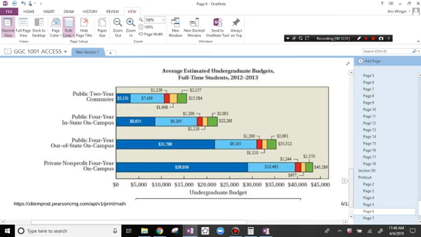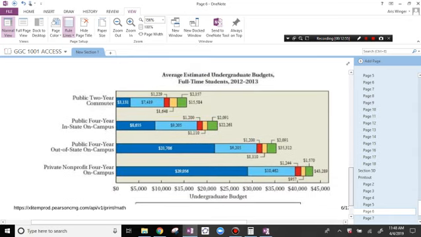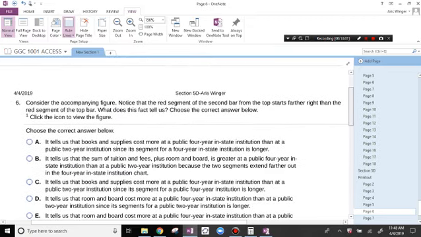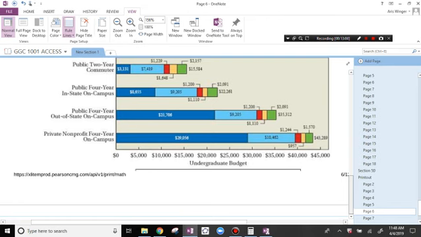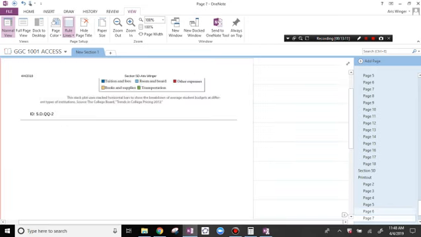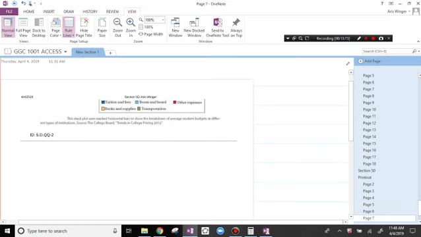Do we have the colors here? Let's see if they show us the colors on the next page. They do. Okay, so then red is other expenses. All right.